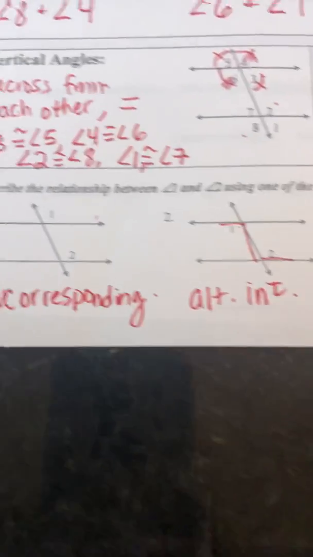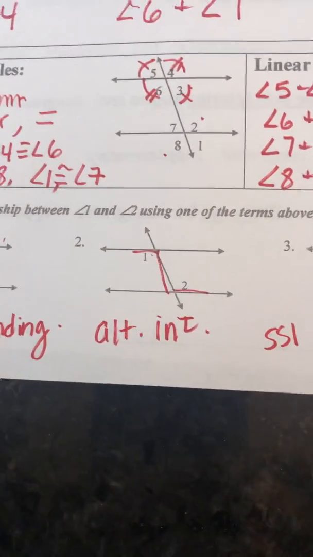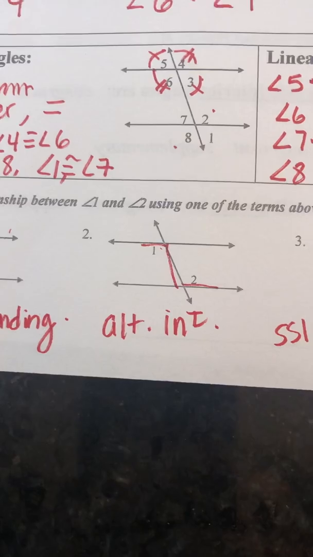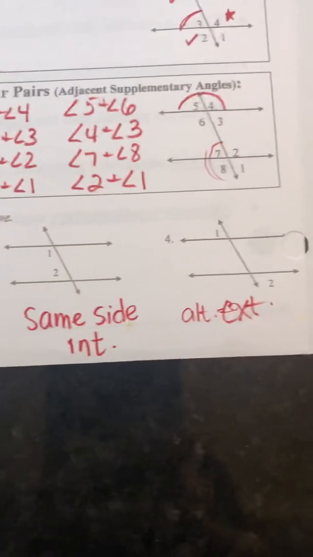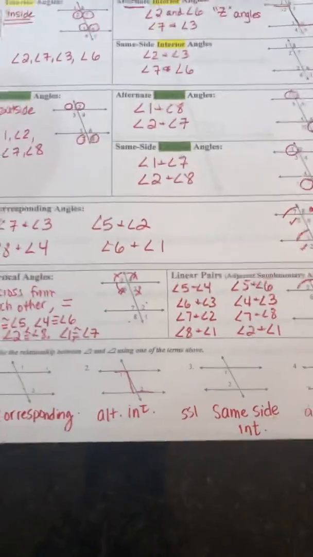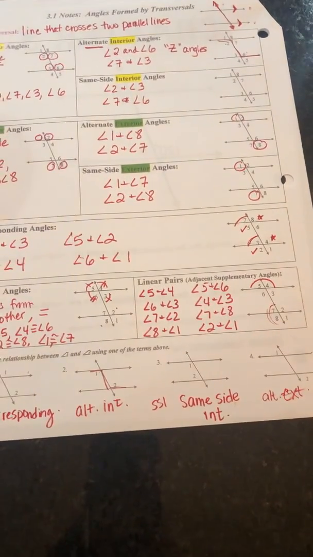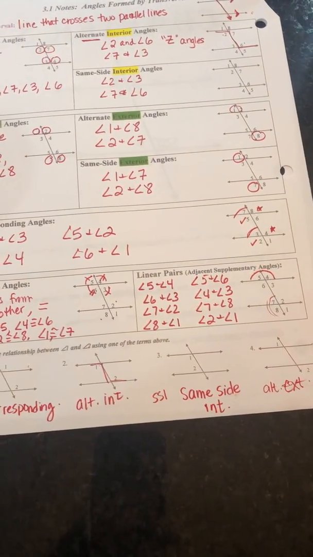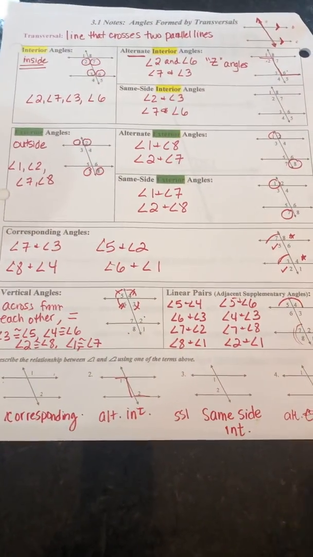So just to review that last row, number 1 is corresponding angles. Number 2 is alternate interior angles. 3 is same side interior angles. And number 4 is alternate exterior angles. Okay. So these are all the kinds of angles we're going to study. The next page is going to give us some more examples. But I just want to make sure we got this page down. Types of angles.